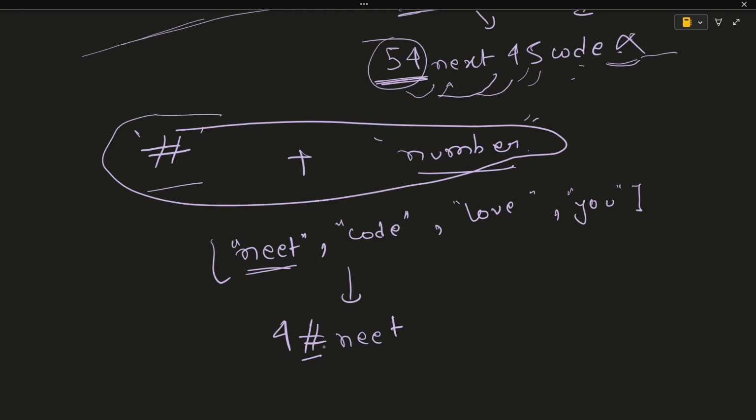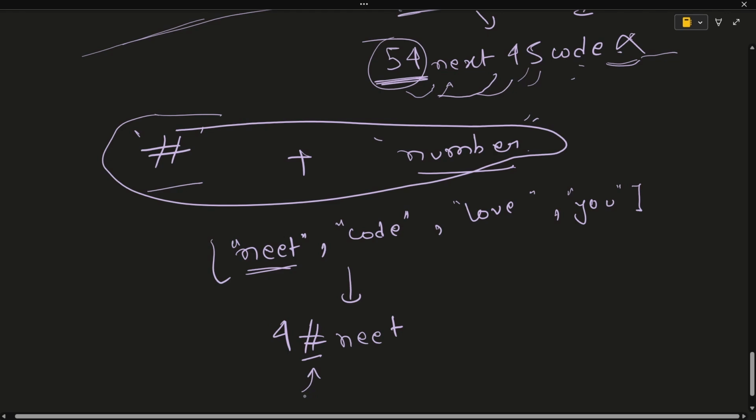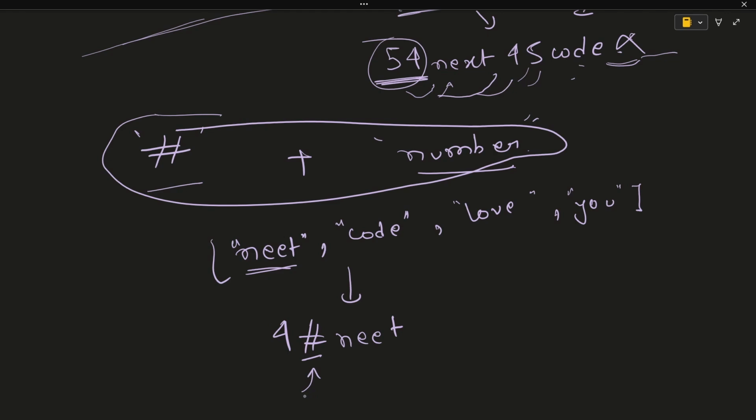So why this delimiter? Because what it does is tell that the number has ended. It tells that the number has ended. Okay, 4. What if there is 4? Then hash means it is the start of the word, or the number has ended.